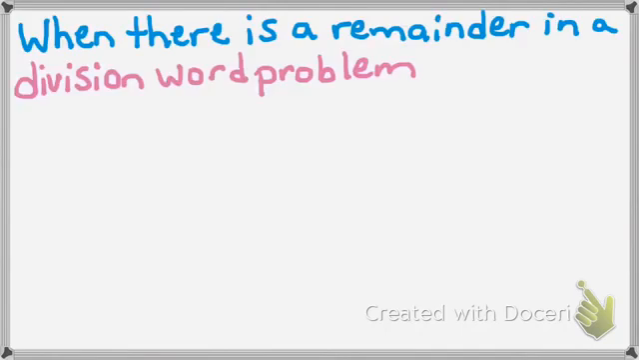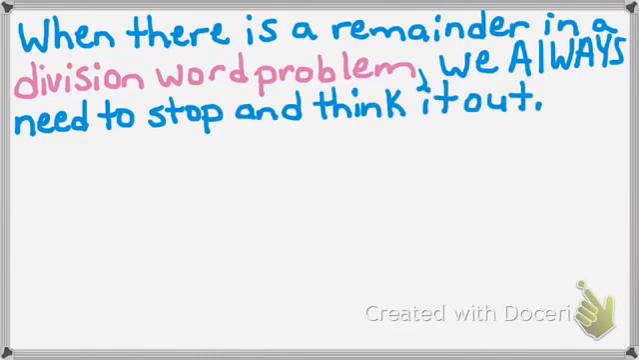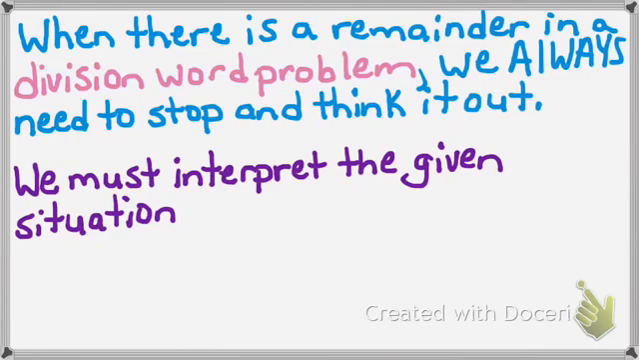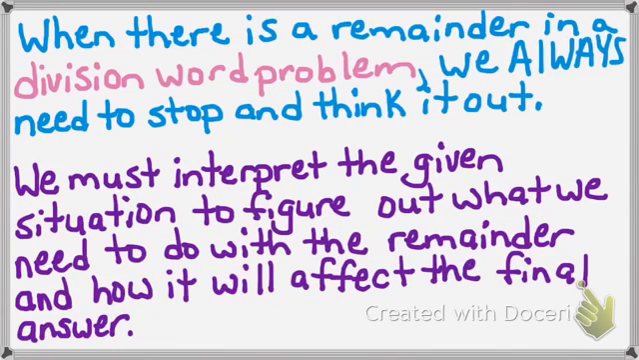We know that when we solve a division problem, sometimes we wind up with a remainder in our answer. But when there's a remainder in a division word problem, we always need to stop and think it out. We must interpret the given situation in that particular word problem to figure out what we need to do with the remainder and how it will affect the final answer.